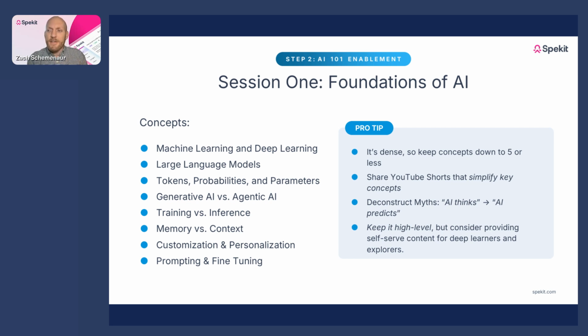I'd also say that as you're working through these concepts, a thread that pulls it all together is that a lot of folks come in with this idea or this feeling that AI thinks, and it doesn't. AI doesn't think, it predicts. And understanding that basic mechanism will help people make better sense of how all of these pieces work together.